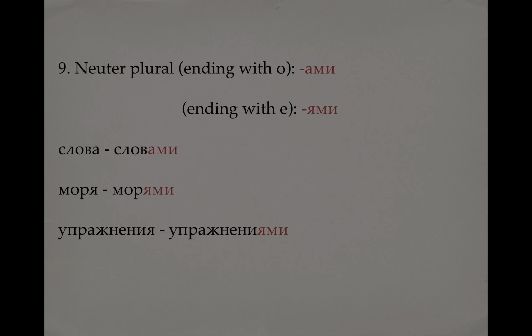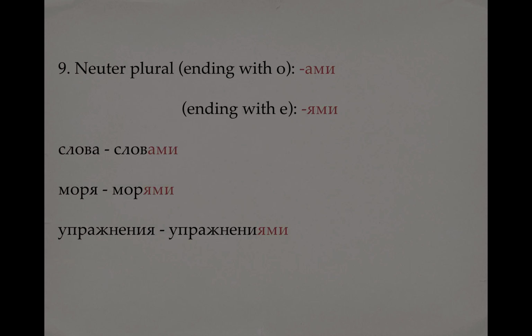Maria, the plural form of Мария, Марии. How do we change it? We change the ending into ями, right? Because Мария ends with ия, we need to change the ending into ями. So how do we do it? We remove the ending ия, and we change it into ями. So we've got Мариями.